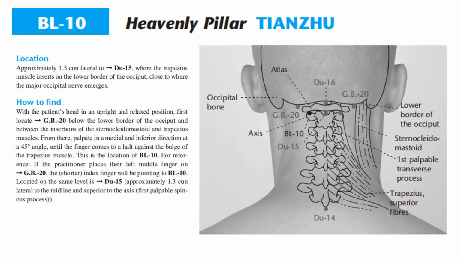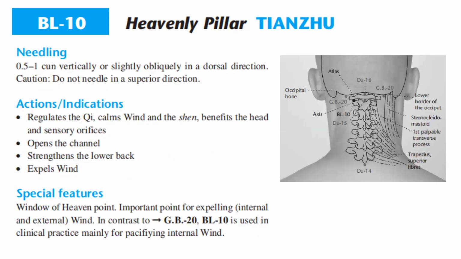For reference, if the practitioner places their left middle finger on GB20, the shorter index finger will be pointing to bladder 10. Located on the same level is DU15, approximately 1.3 cun lateral to the midline and superior to the axis, the first palpable spinous process. Needling: 0.5 to 1 cun vertically or slightly oblique in a dorsal direction. Caution, do not needle in a superior direction.